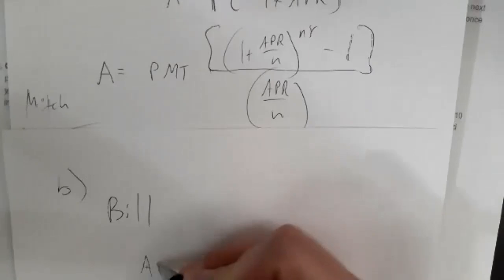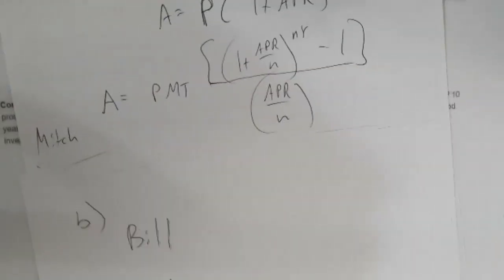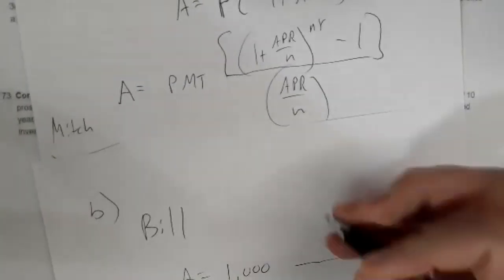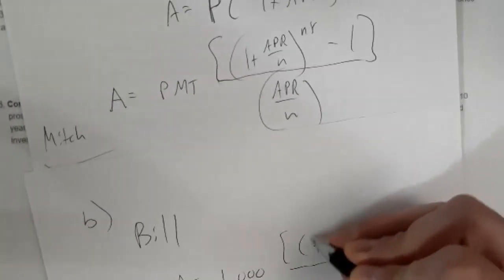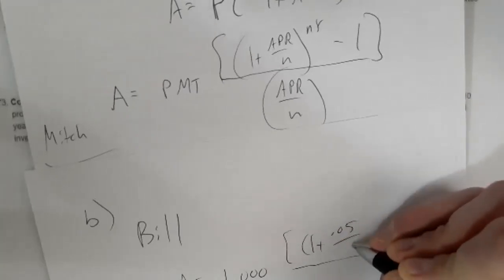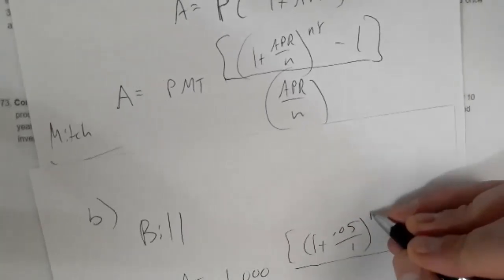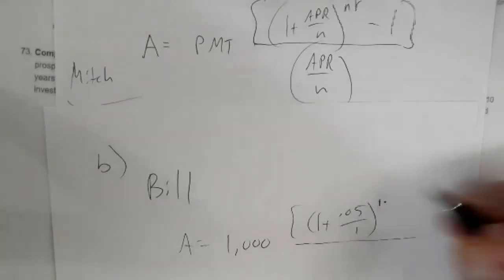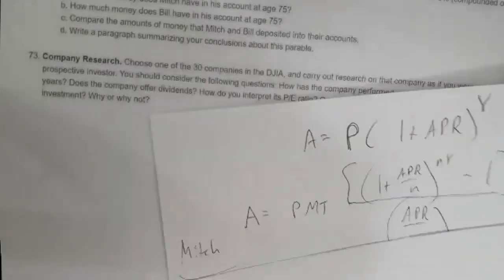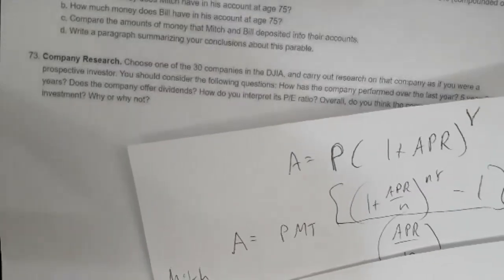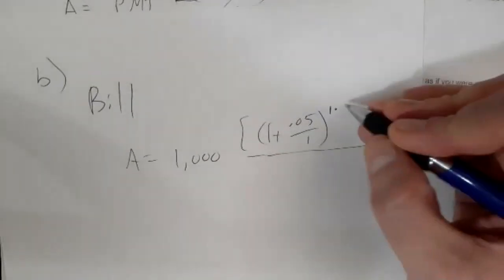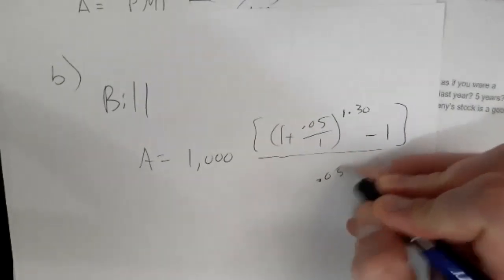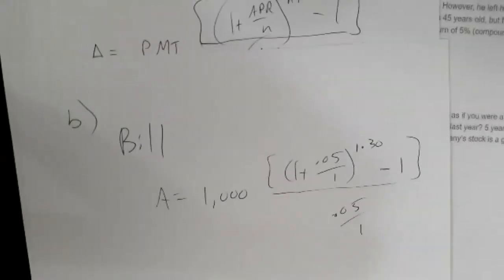A equals payment. Okay, so the payment that Bill is making is a $1,000 payment. I believe he's also doing 5% interest, one compound per year. And he's doing this for 1 times how many years? It said 30, was it 30? 30 years, that's it. Minus 1.05, I guess we could divide by 1, but we don't really have to.